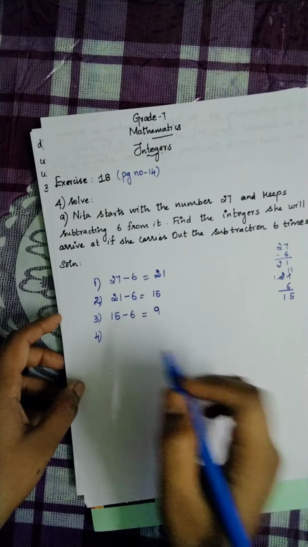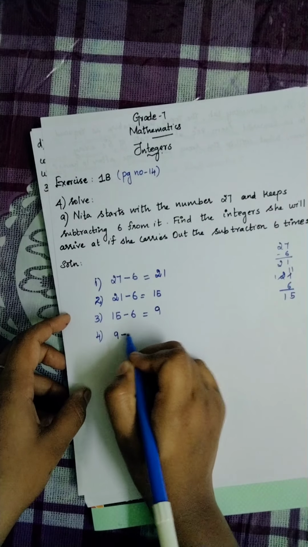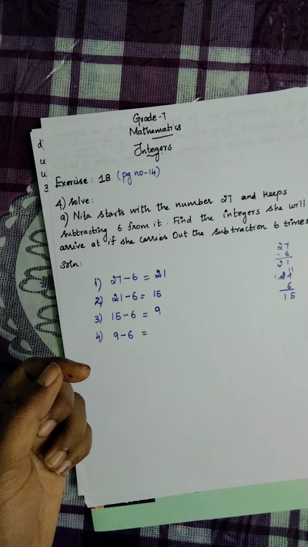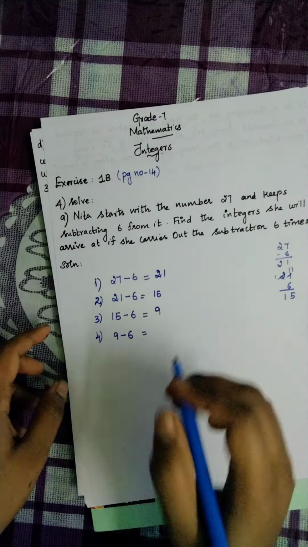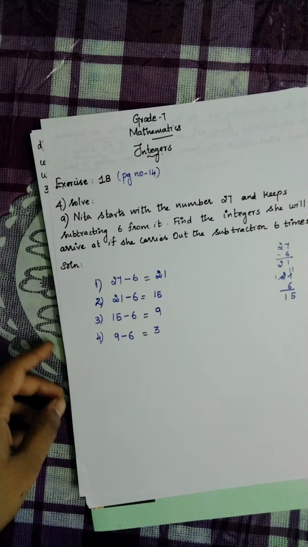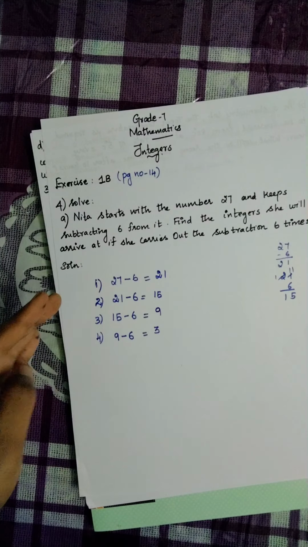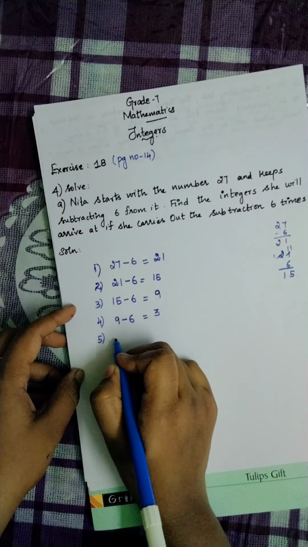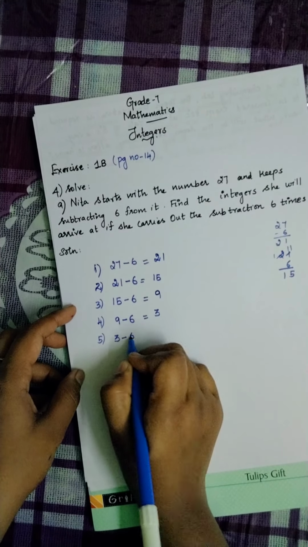Next, 9 minus 6. What is 9 minus 6? It is very easy, no? 9 minus 6 is 3. So our answer is 3. Totally I have found 4 times. Next, fifth time. Next, 3 minus 6.